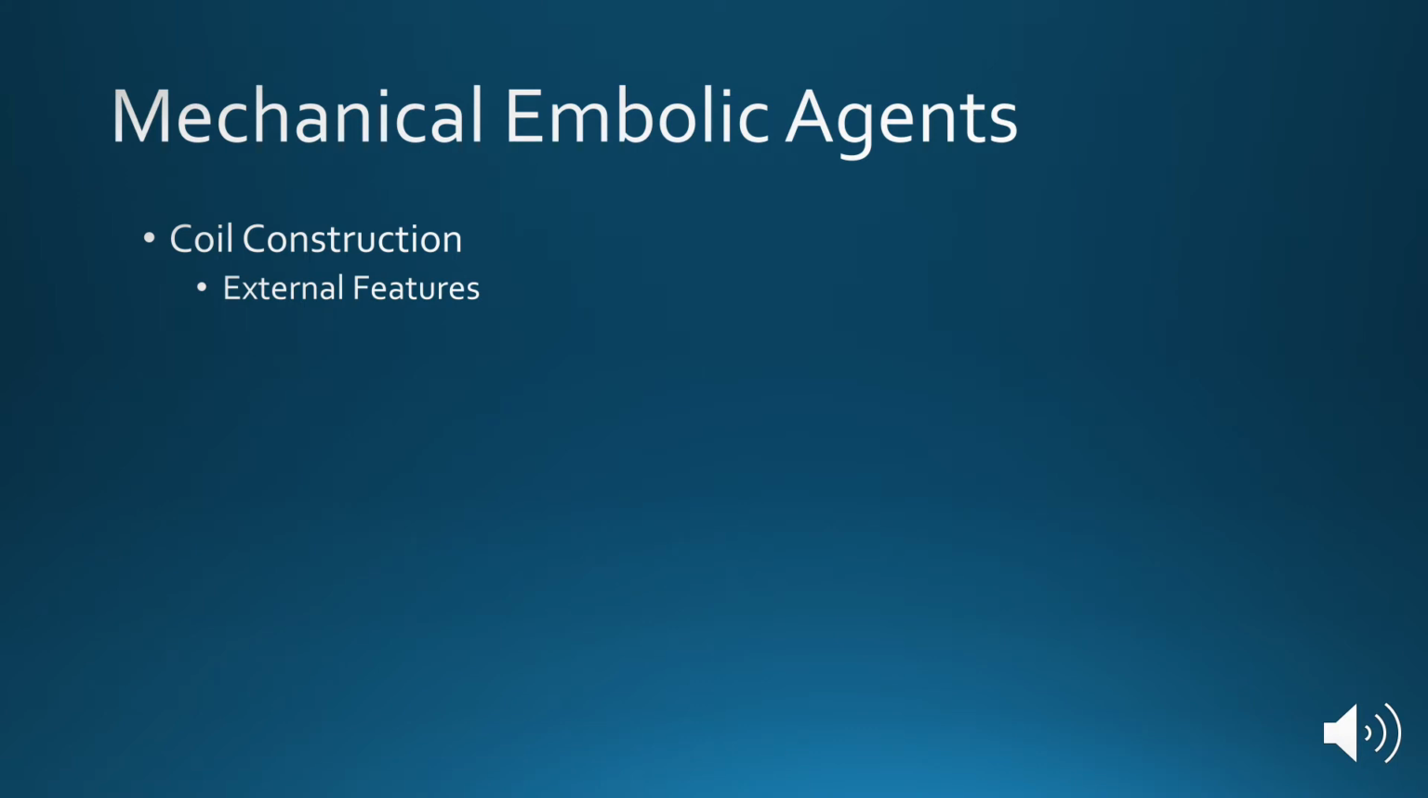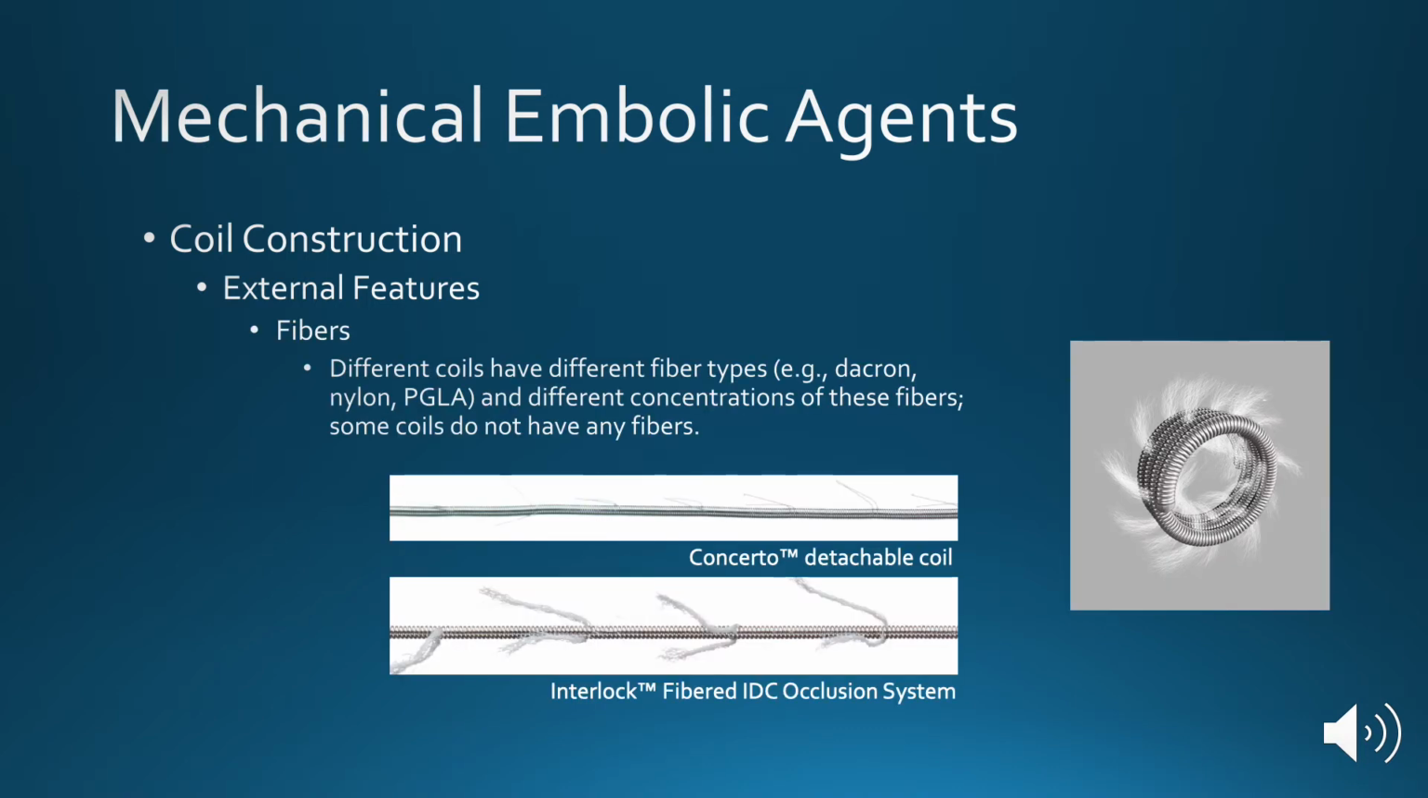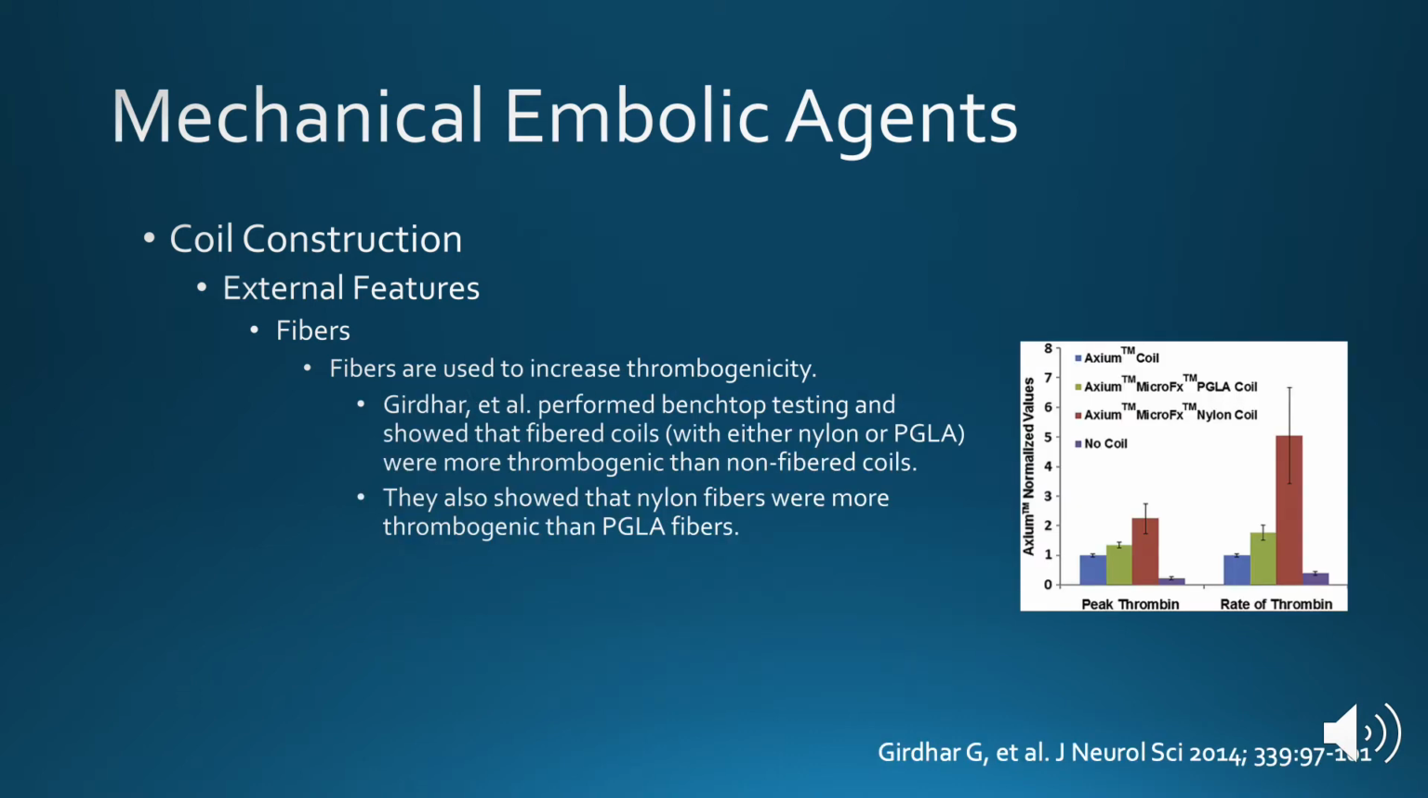What about the external features that we can see? How do they play a role in how coils behave? Well, the first and most obvious feature are fibers. Several different coils have different fiber types, like Dacron, nylon, or PGLA. And in addition, they may have different concentrations of these fibers. Some coils don't have any fibers at all. The reason why coils have fibers is to increase their thrombogenicity.